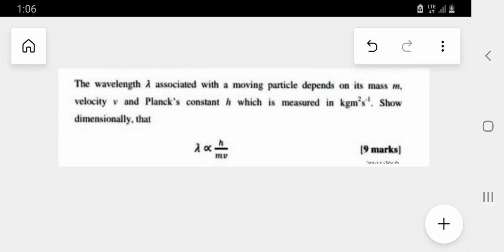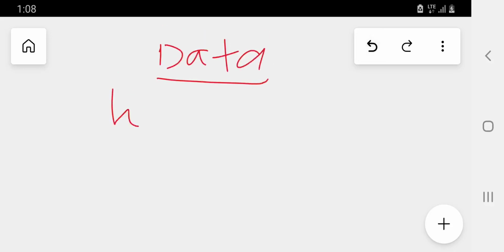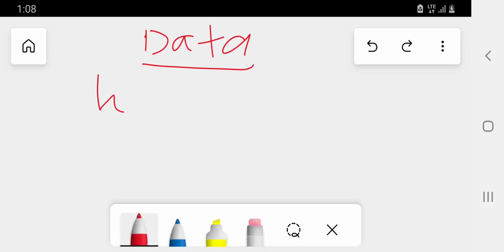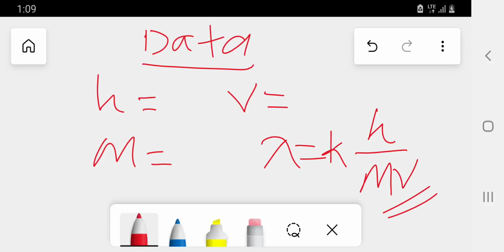So here this one is a dimension analysis, so we're going to look into how we're going to solve it. Here we're going to write the data that we have. We have the Planck's constant, we have the mass, we also have the velocity. Then we are supposed to show that the wavelength is inversely proportional to this using a dimension analysis.